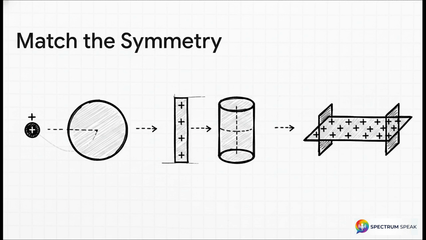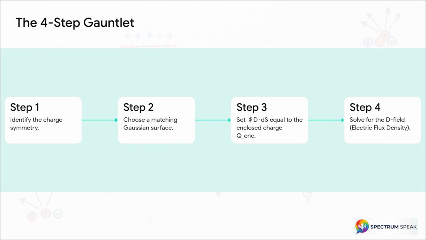You use a cylinder. And for a big flat sheet of charge, you use a rectangular box, which is sometimes called a pillbox. This is how we set ourselves up for an easy win. So here's the game plan. Every single time, it's a four-step process.